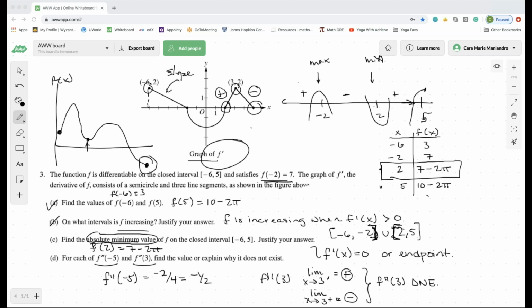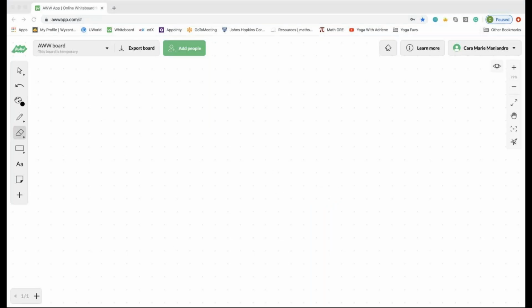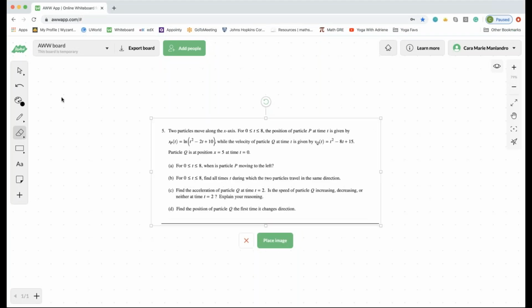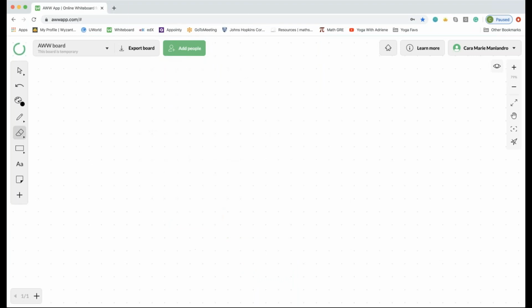All right. I'm going to move to question 5, because I think that particle questions happen on every AP. I have not met an AP Calc exam without a particle question. So we're going to do that one.